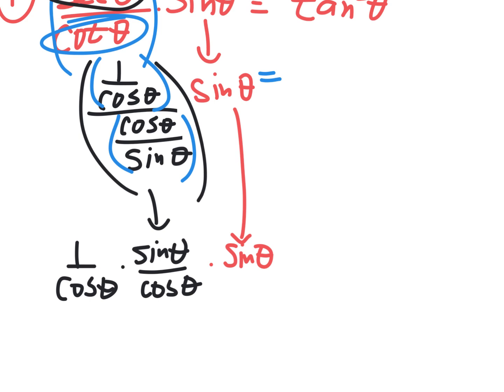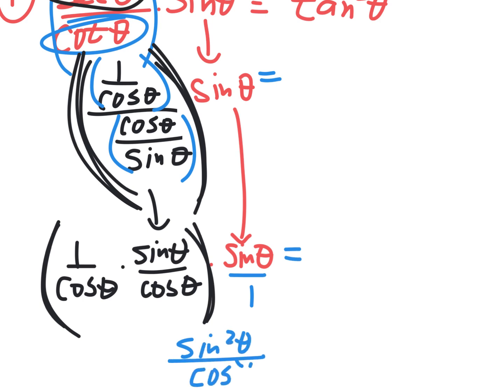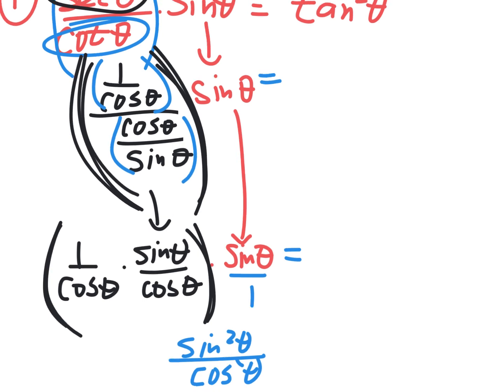I'm going to just show you that this one that I'm putting in black parentheses is the same as this right here. And I'm just bringing the sine theta down. And now I've got this over 1. So then the sine squared on the top and cosine squared on the bottom. And what is sine squared over cosine squared?